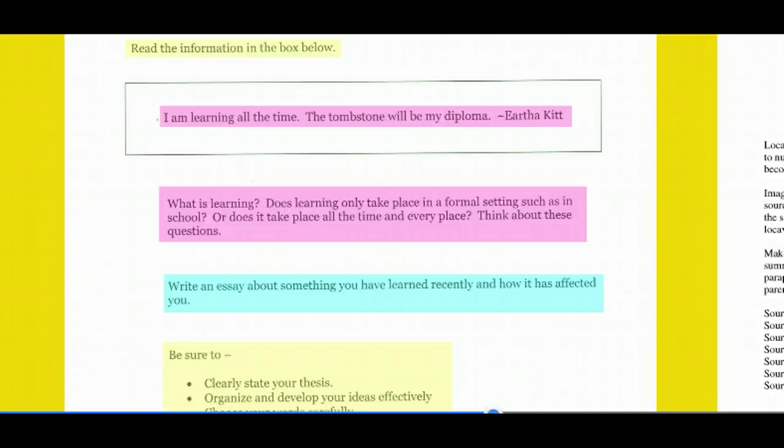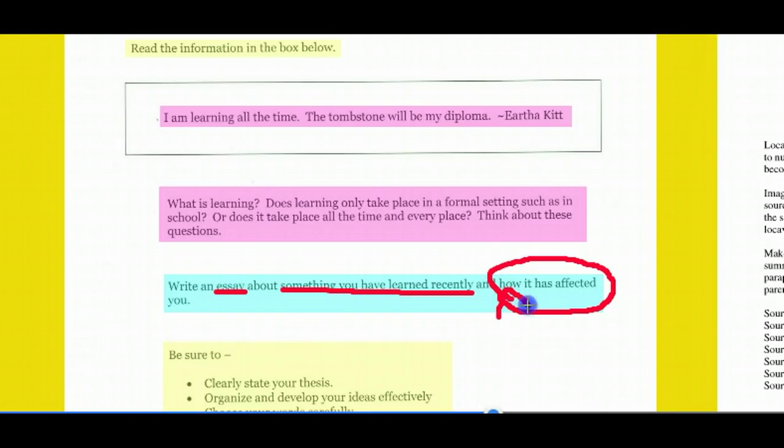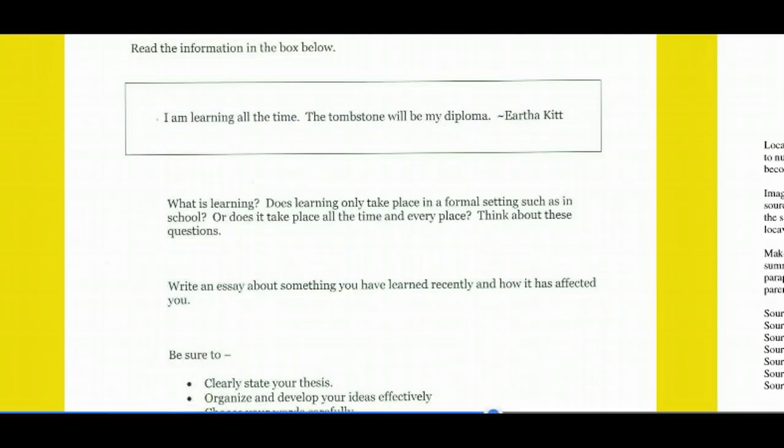Now, if we were to look at actual keywords in this prompt, we might notice that first of all, the type of writing they're asking us to write, an essay, and they also want you to write about something you've learned recently, and then this is the key part. How has it affected you? So this how question is an important key word. If all you wrote about was something you learned recently and you didn't take that next step of describing and explaining how it affected you, you would miss the point on this prompt. So let's try this again.